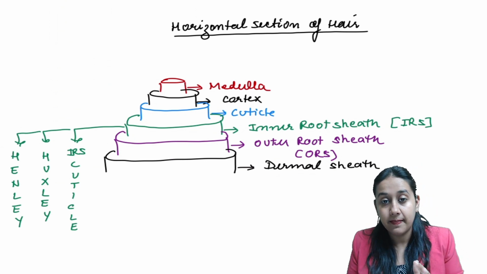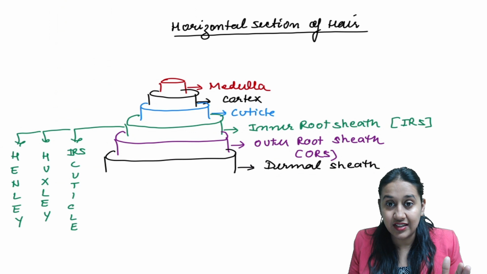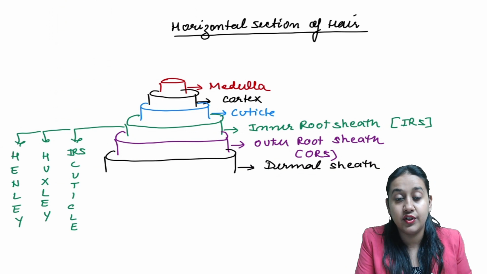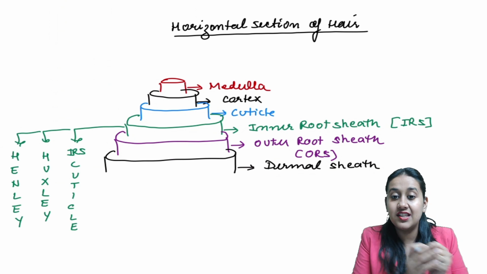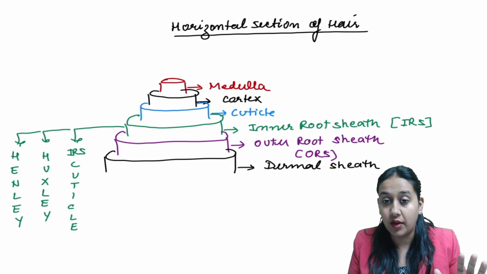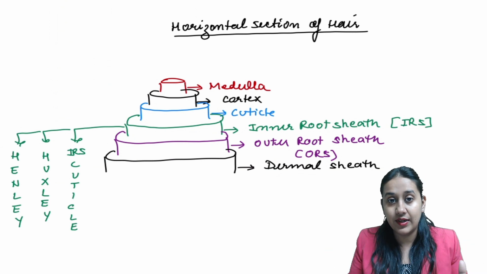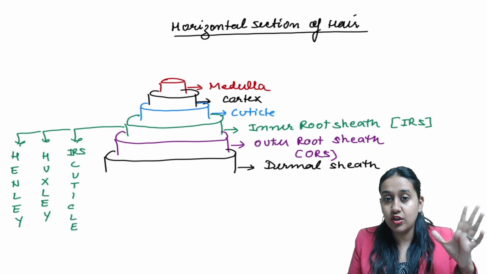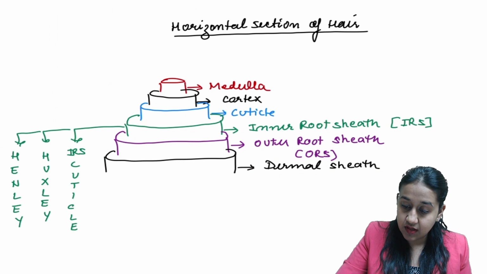root sheath. In your exam, they can also ask you which is the outermost layer of the inner root sheath. So remember, it is the Henle layer. Which is the innermost layer of inner root sheath? It is the inner root sheath cuticle. So like that, you can get the questions from the horizontal section of the hair.